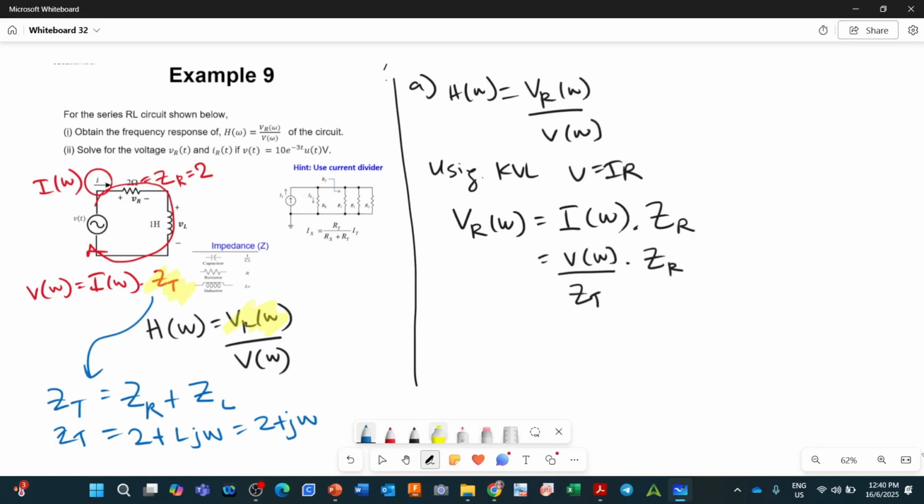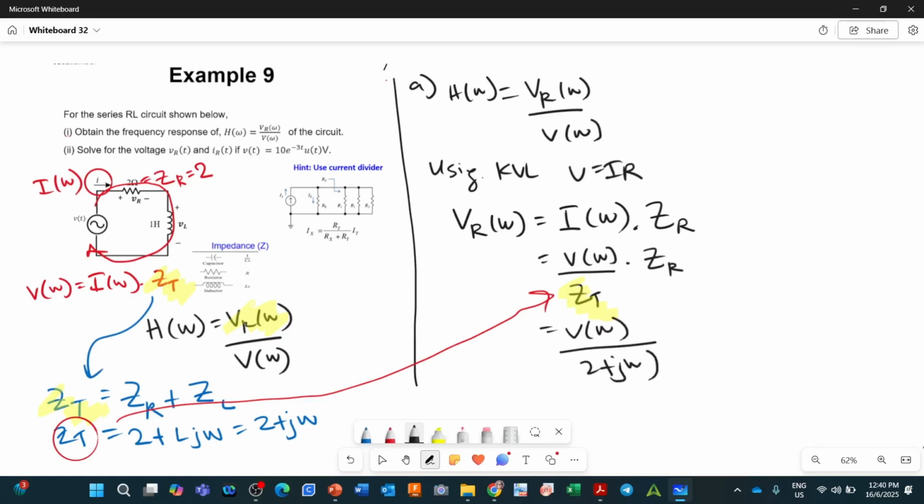Okay, so what we do is substitute ZT here. What do you get? V omega over 2 plus J omega. Now you can substitute ZR. ZR is 2, only the value, right? So times 2. If you rearrange it, you have 2 over 2 plus J omega times V omega.